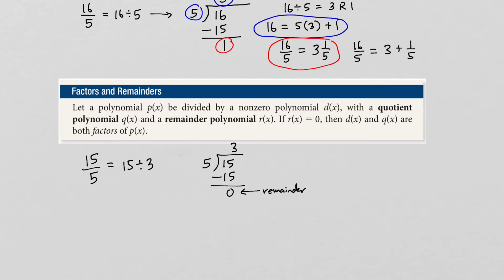Well, when your remainder is 0, that is special. What it means is that the number 15 is the product of those two numbers. So it means that 15 is equal to 5 times 3. So if the remainder is 0, it means that both your divisor and your quotient are factors of that number. Or, in the case of polynomials, they are both factors of that polynomial.